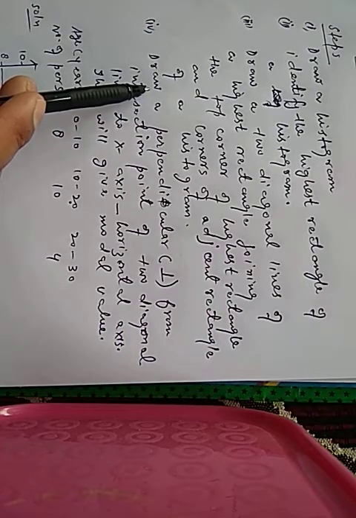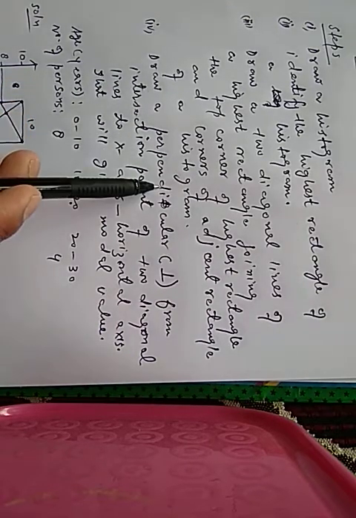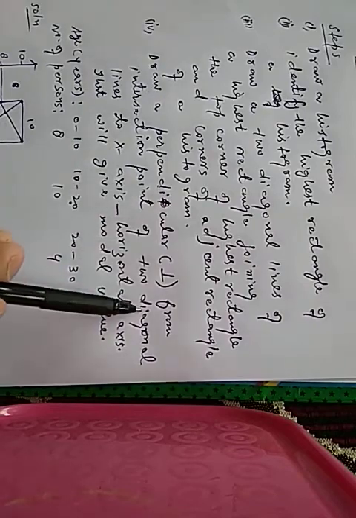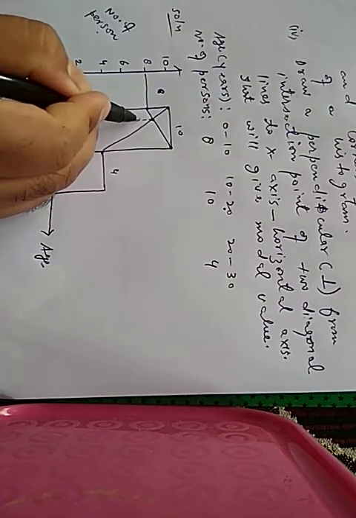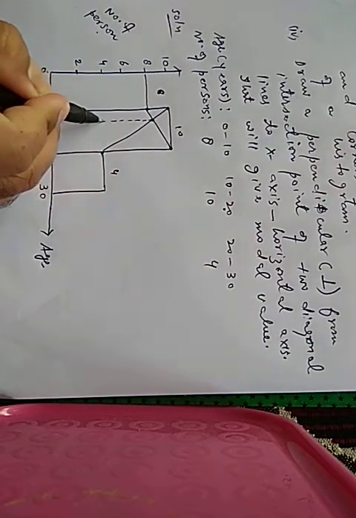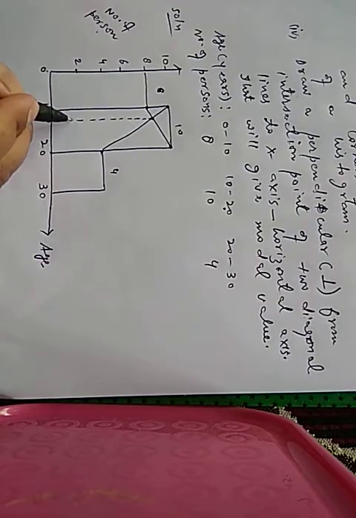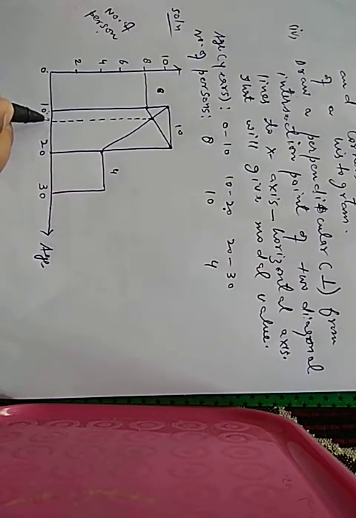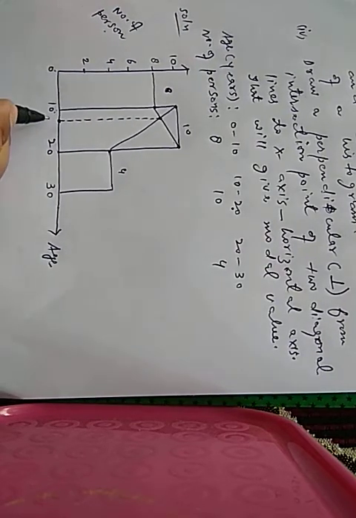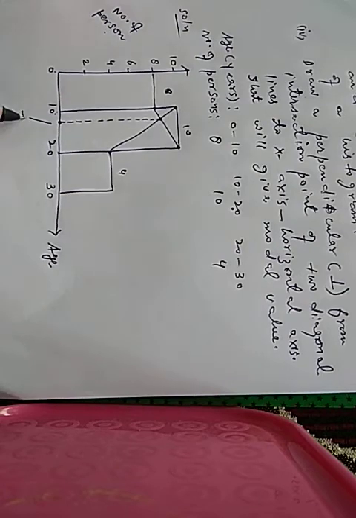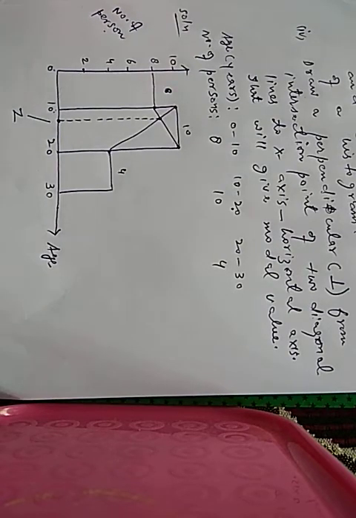In the next step, we have to draw a perpendicular from the intersection point of the two diagonal lines. This is the intersection point. Now we have to draw a perpendicular to the x-axis, to the horizontal axis. This is the x-axis or horizontal axis. Now this point will be the modal value, the value of mode, which lies between 10 to 20.